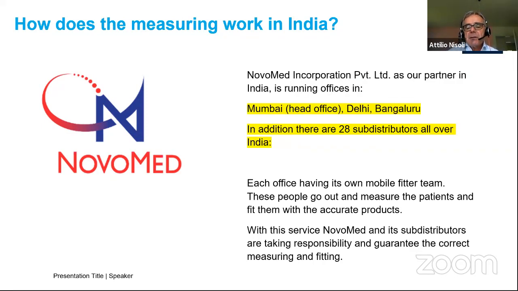Each office has its own mobile fitter team. So these people actually go out and measure the patients and fit them with the accurate products. And with this service, Novomed and its sub-distributors take the responsibility and actually guarantee the correct measuring and fitting. So we are quite happy having this service offered by Novomed and its partners.